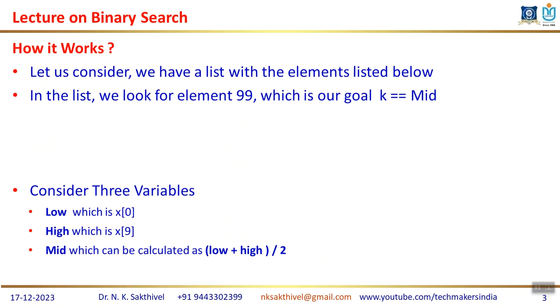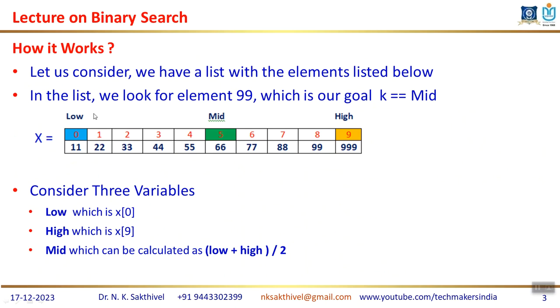As far as binary search is concerned, please understand, this is a list. The list consists of different elements. According to this example, x is the name of this list, and x of 0, 11 is stored, x of 1, 22 is stored, x of 2, 33 is stored, and so on, and x of 9, 999 is stored. So it totally consists of 10 elements stored in this list named x. Now I want to find out whether a particular number is available in the list or not. For this purpose, we are using binary search.